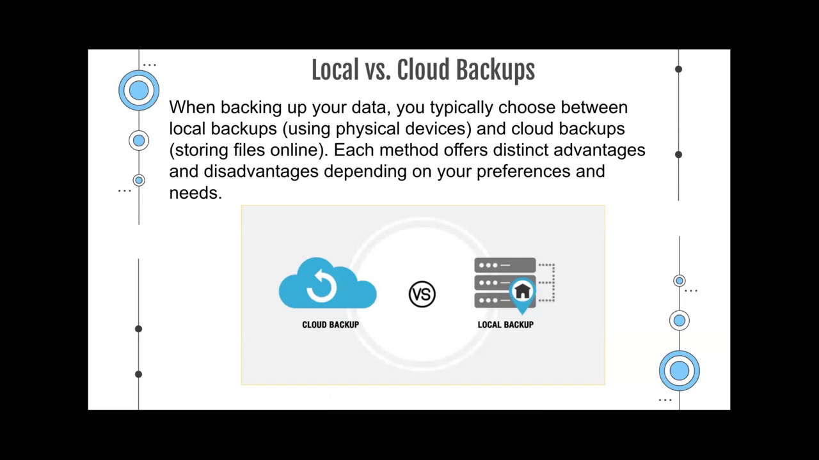Local versus cloud backups. When backing up your data, you typically choose between local backups, which is using physical devices like USBs, and cloud backups, storing files online like iCloud. Each method offers distinct advantages and disadvantages depending on your preferences and your needs. So, one person might prefer to have things in their hand on a USB. They can plug it into almost any laptop. While another person might think, oh, what if something happens to that USB? What if I lose that USB? That's not good. So then they'll prefer to back the stuff up onto the cloud.